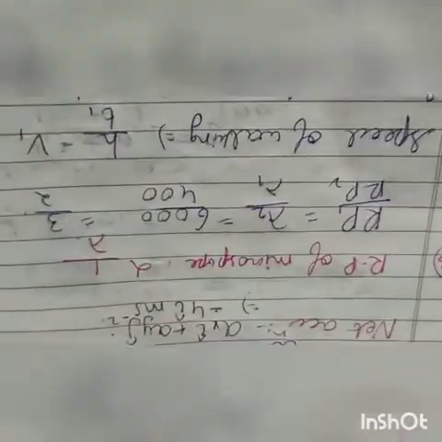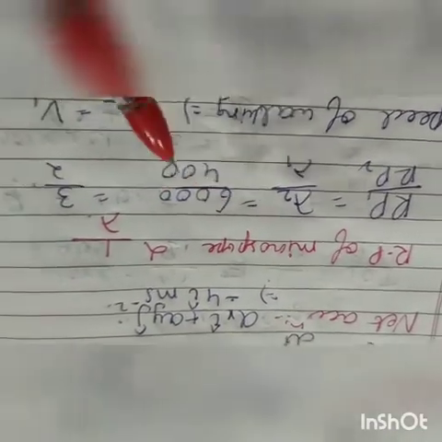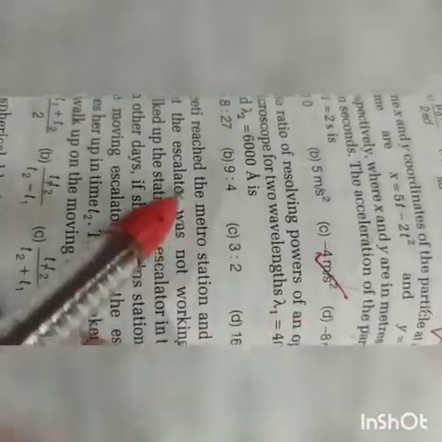Now question number 33. The ratio of resolving power of an optical microscope for two wavelengths, λ1 equal to 4000 angstrom and λ2 equal to 6000 angstrom. So here resolving power of a microscope is directly proportional to 1 by λ. So we will just put the values and get 3 by 2. Here is the correct option, 3 by 2.